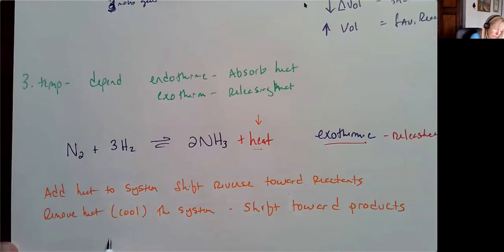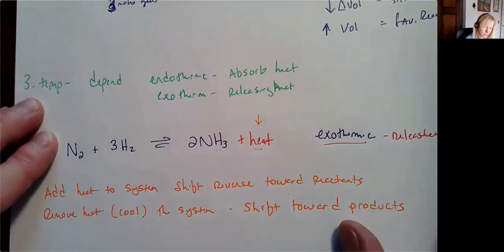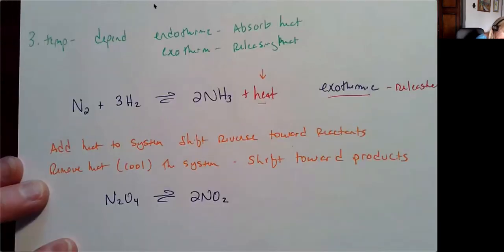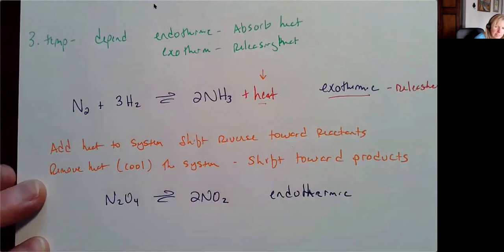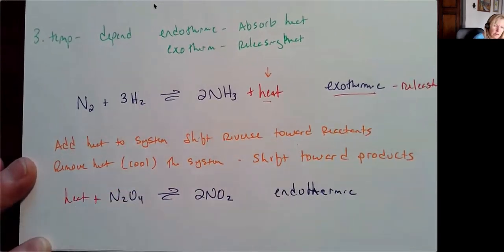If I remove heat, it's going to shift it forward to produce more heat. That's an exothermic reaction. Endothermic reactions are going to be exactly the opposite. So if we go back to this, this is endothermic, meaning that it's going to need to absorb heat in order for it to happen. And so I'm going to add heat over here as a reactant because it has to absorb heat, and then there's enough energy for this to form NO2.